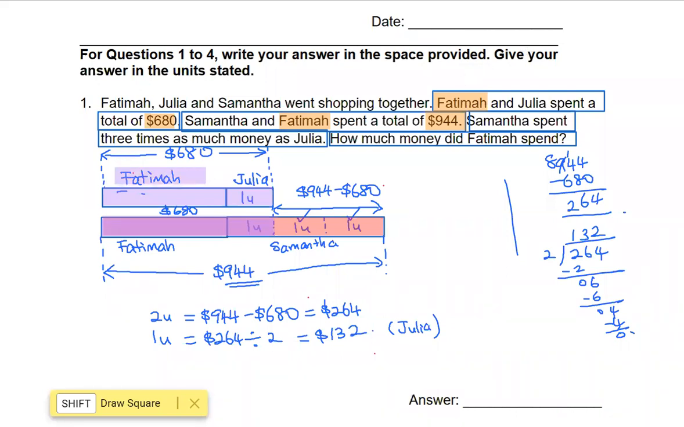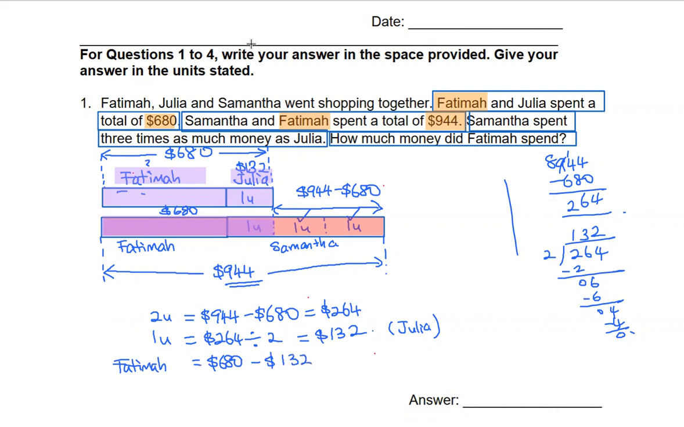So if I know Julia is 132, let me just write it down. If I know Julia is 132, can I find Fatima? I can. To find Fatima, it will simply be 680 take away what Julia has spent, which is 132, because both of them spent 680. So to find how much Fatima spent, you can just take 680 take away 132.